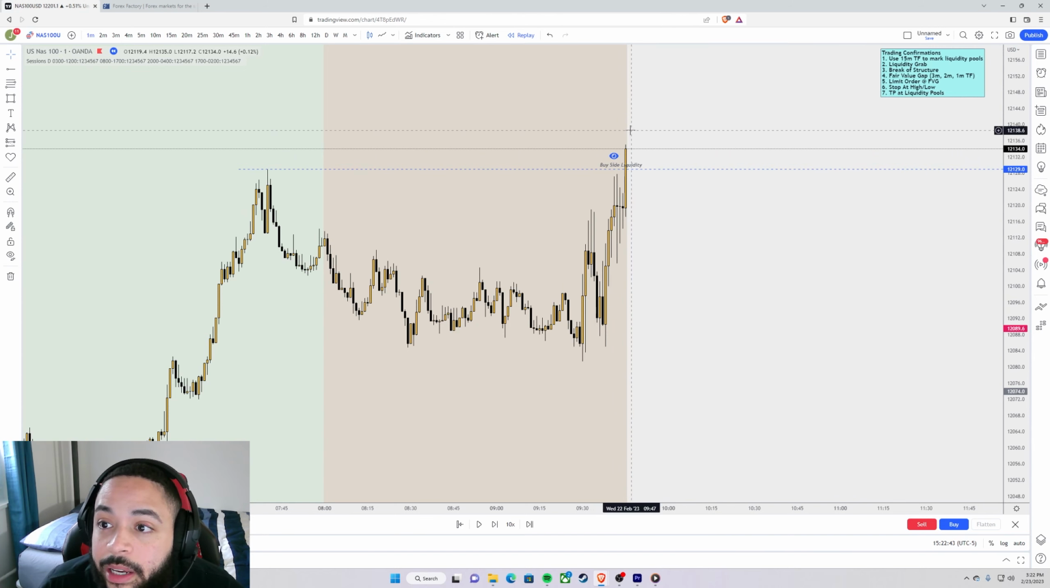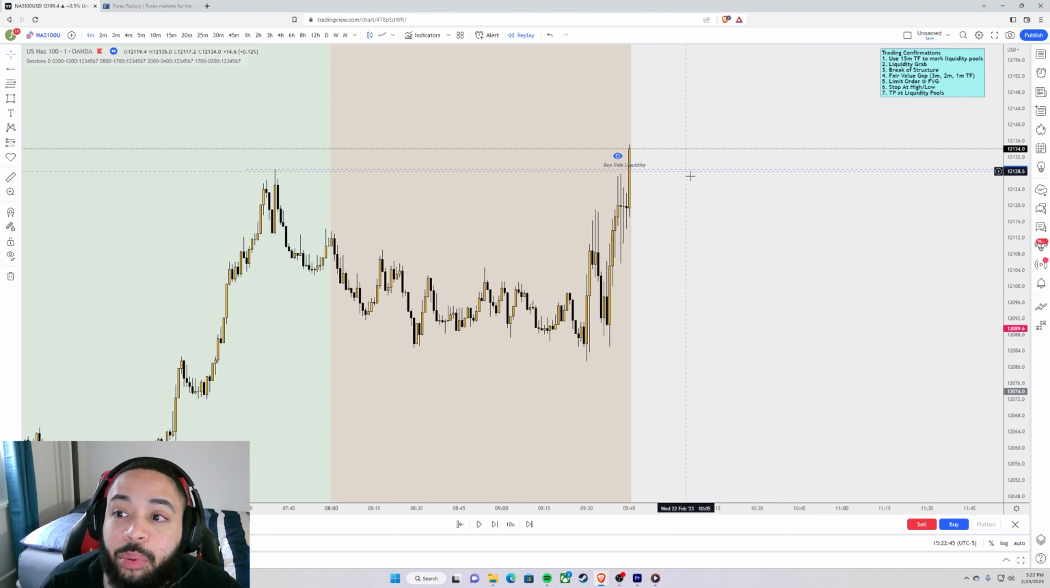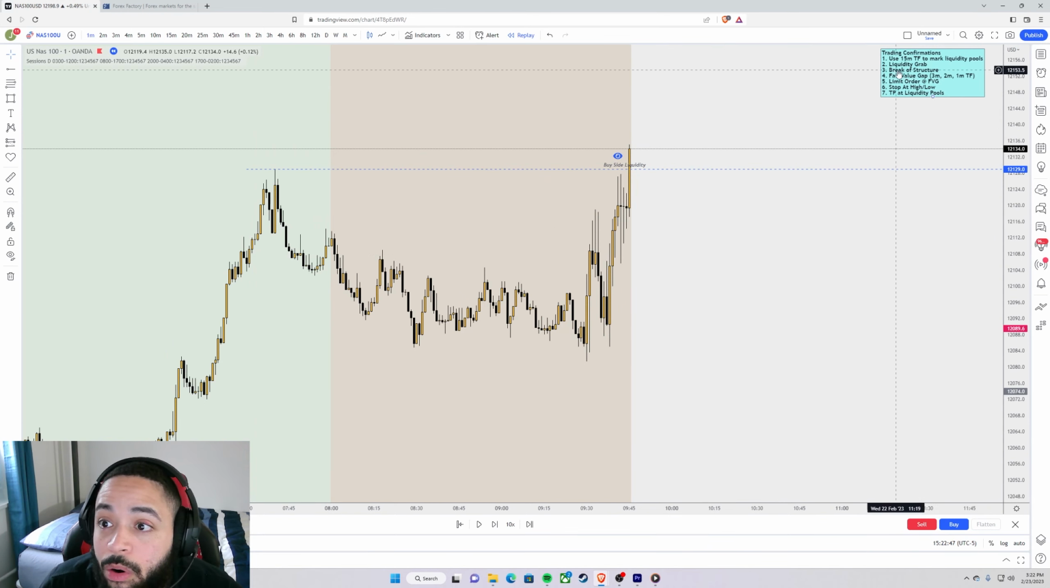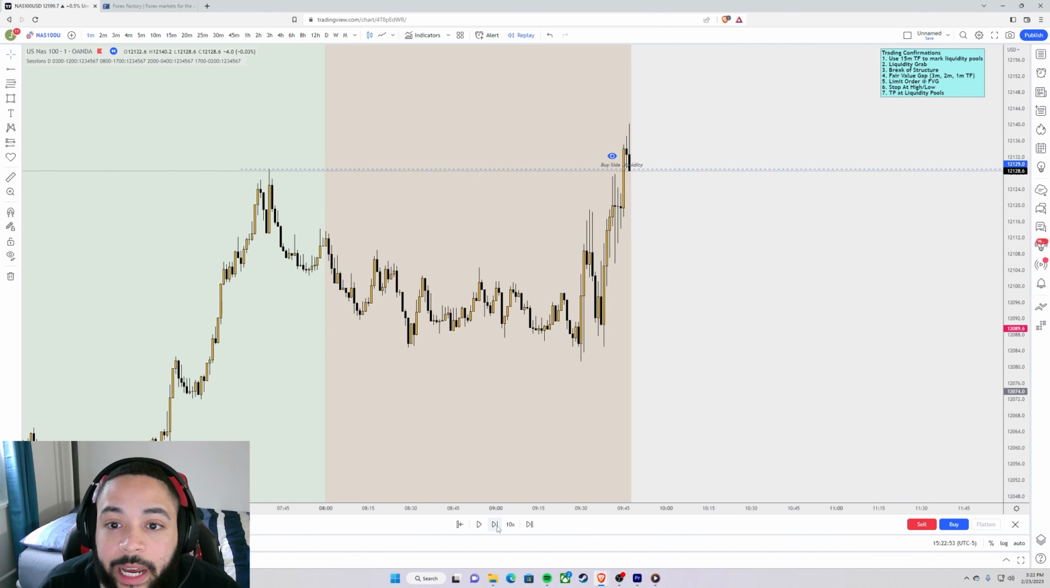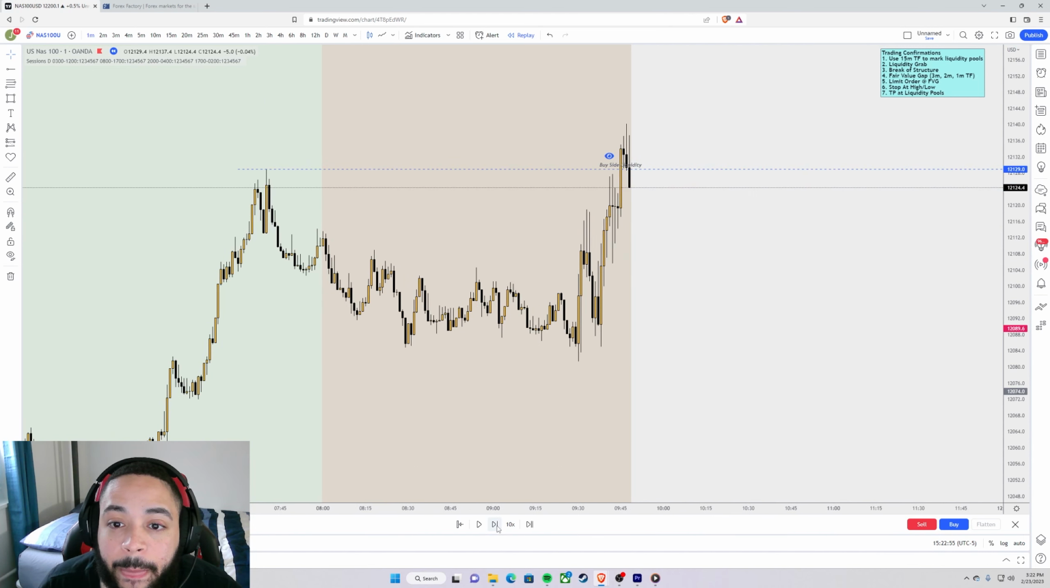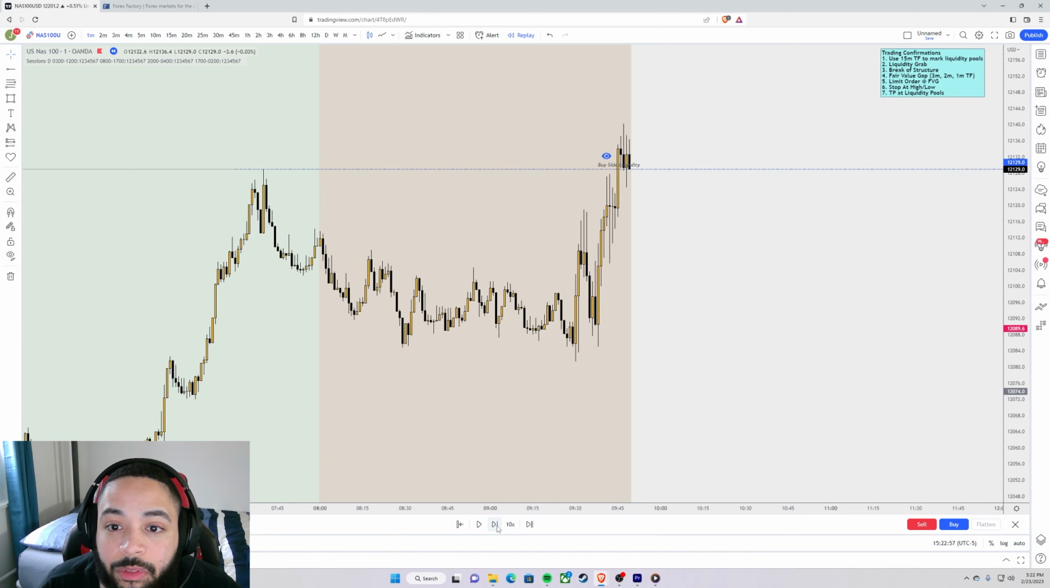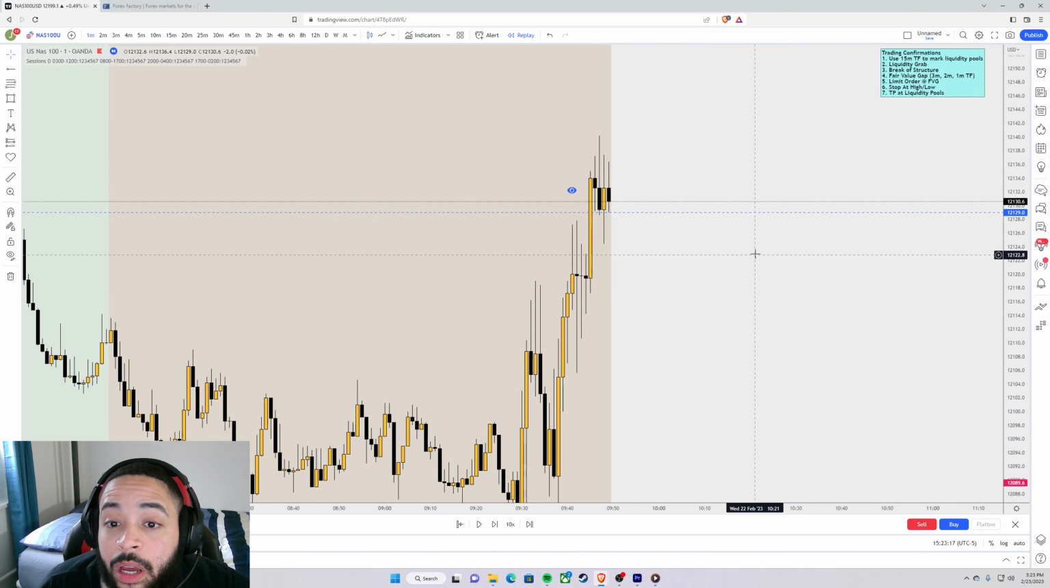Once this is now taken, what we want to see is a break of structure. So now we're waiting for the third confirmation of break of structure. So now, if I go one candle at a time, right, we got the liquidity. Now we want to see a break of structure.